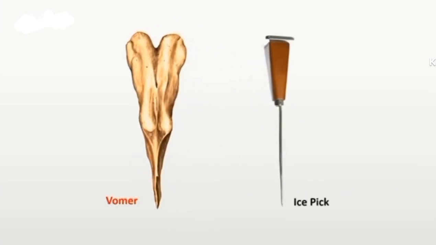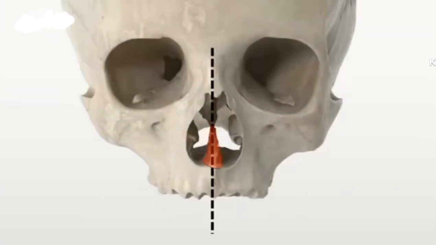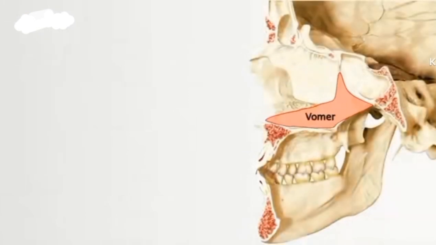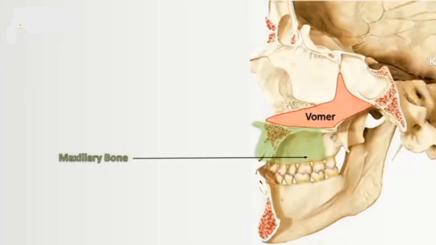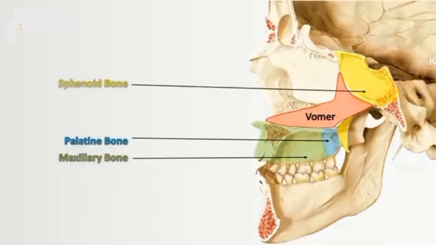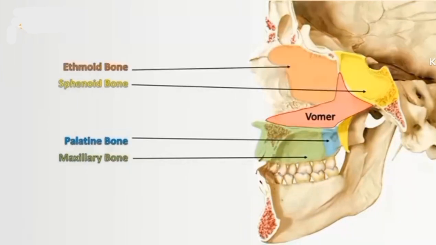Vomer is located here in the mid-sagittal line, and it runs caudally in anterior and inferior direction. Because of its location, it articulates with others. So if we take a closer look at the articulation, on midline, it articulates inferiorly with the maxilla and palatine bones, superiorly with sphenoid via its wing known as ala, and anterosuperiorly with the ethmoid bone.